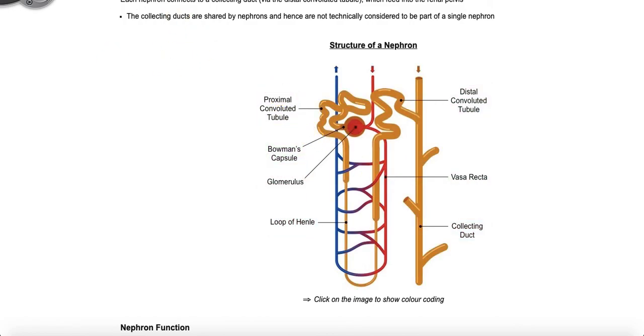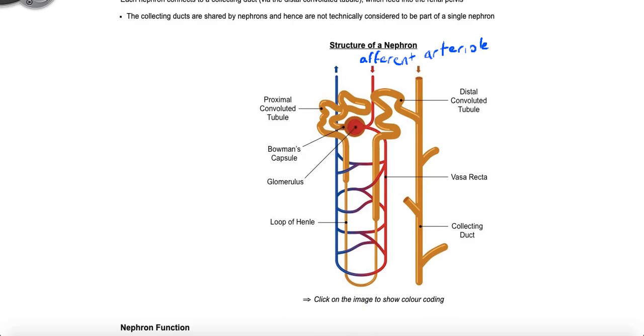So let's start with the efferent arterial here. This is where blood coming from your body that needs to be filtered comes into the nephron. First it enters into the Bowman's capsule, which is this capsule right here. Within the Bowman's capsule you see a network of capillaries called the glomerulus. So the Bowman's capsule encloses the glomerulus, and here is where filtration is going to start.